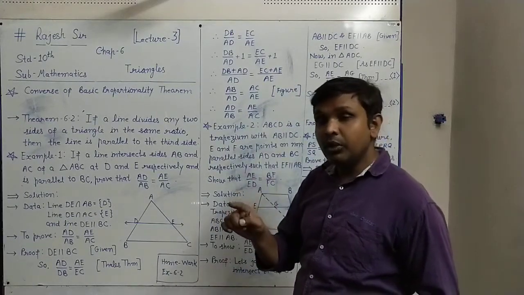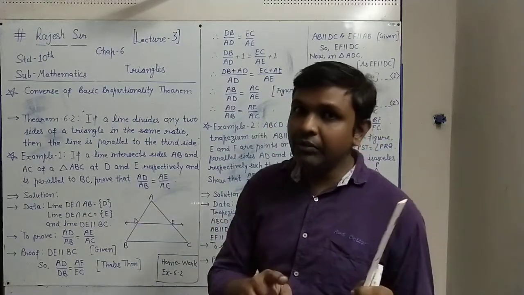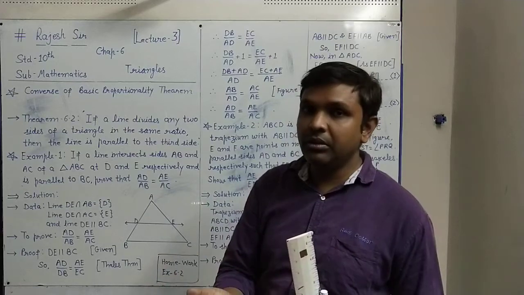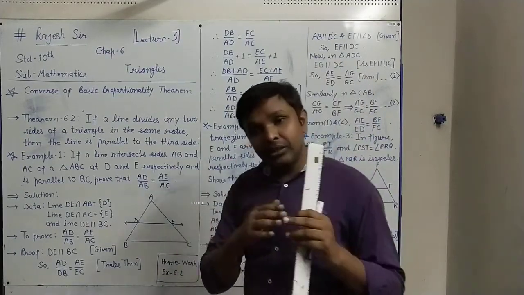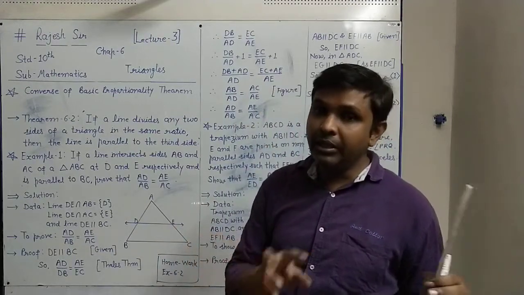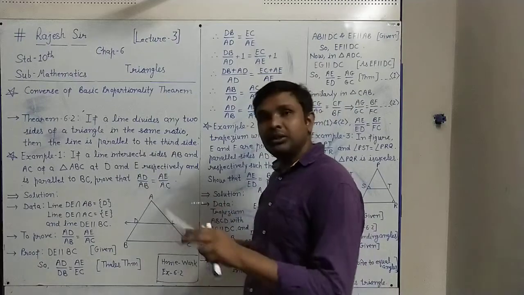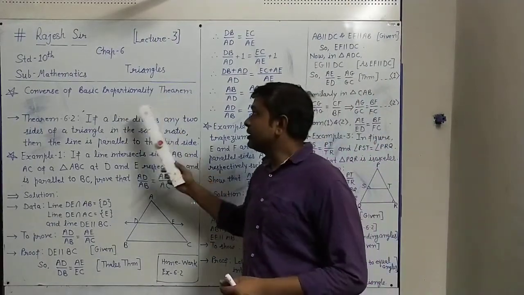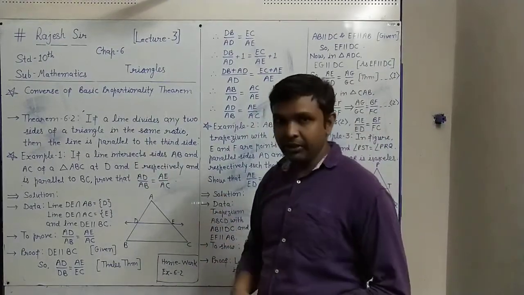In that theorem, the line parallel to one side of the triangle was given, and it divides the other two sides in equal ratio. That was to be proved. Here, if a line divides two sides of a triangle in the same ratio, then that line will be parallel to the third side. So the converse of the basic proportionality theorem is also true, and this is the statement we have here.